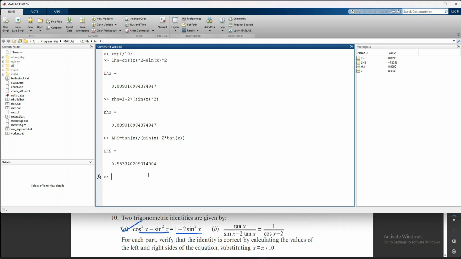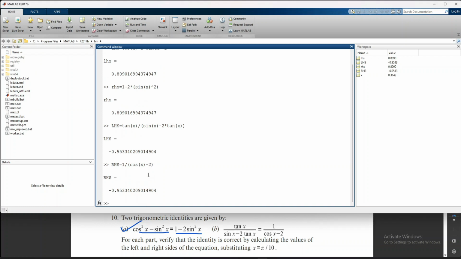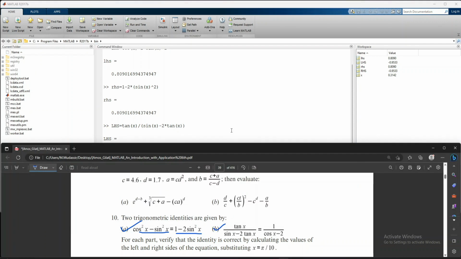Now let's check the right hand side. Right hand side is equal to 1 divided by, bracket, cos x minus 2, and the bracket closes. Enter. The answer is the same. That means both identities are proved here.